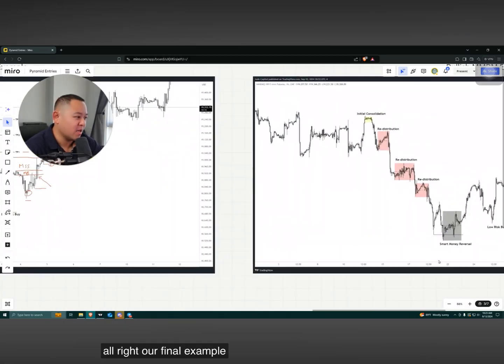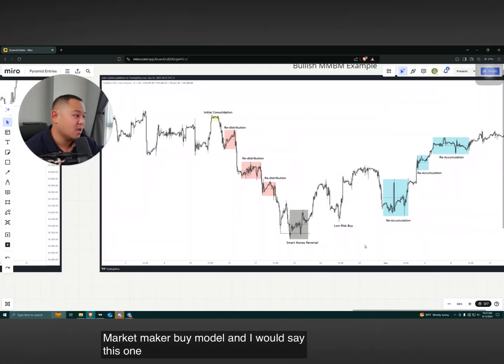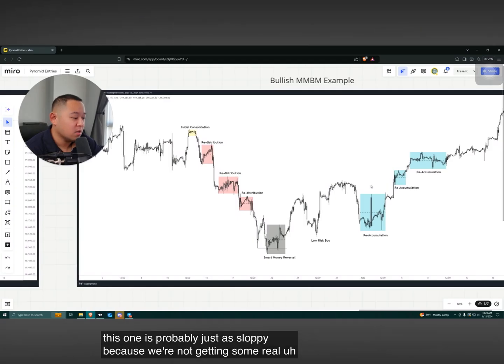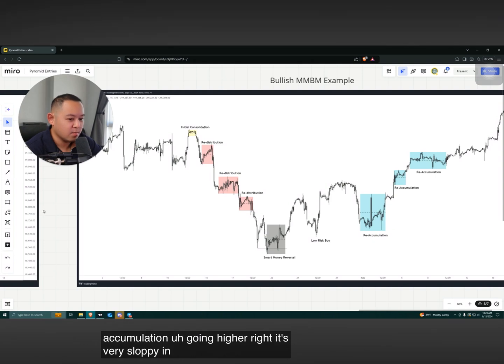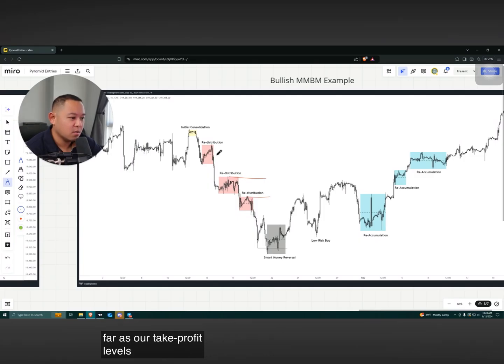All right, our final example is another market maker buy model. And I would say this one is probably just as sloppy because we're not getting some real solid levels of accumulation going higher, right? It's very sloppy in here, but we do have points of distribution that we can target as far as our take profit levels. Okay, so we do have TP1, TP2, or even TP3 up here.